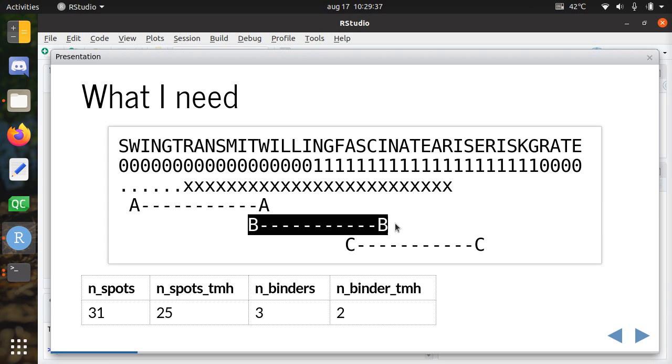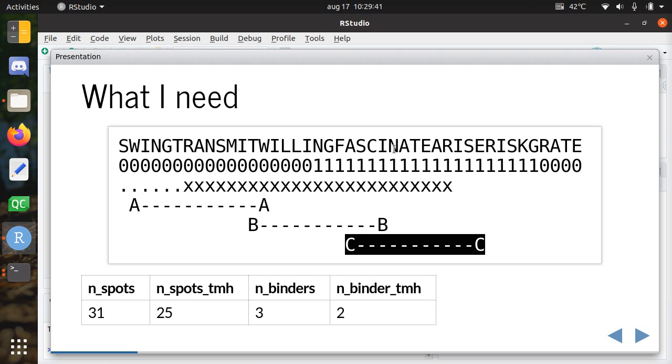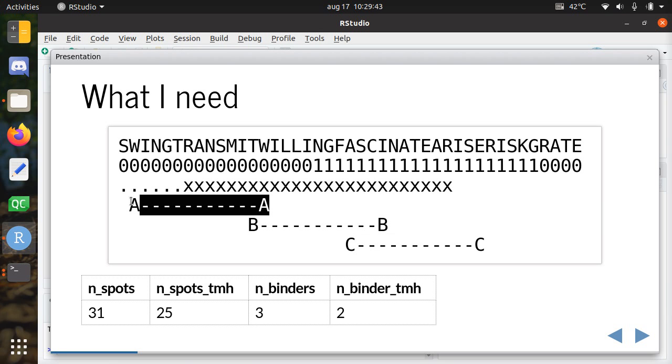So this one overlaps with the transmembrane helix. This one is completely within the transmembrane helix, but this is outside of it. And therefore, we have two out of the three binders in the transmembrane helix. And if you take a rough estimate, we see that there are more binders in the transmembrane helix than you would expect by chance.